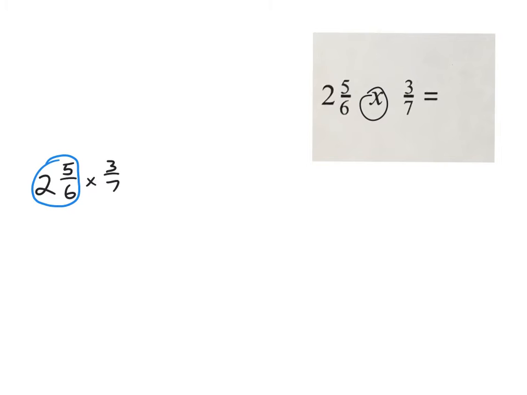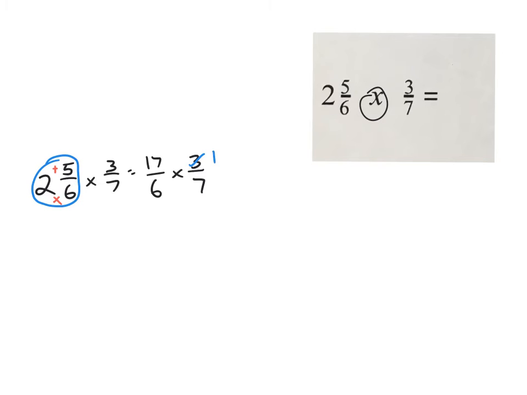So let's turn that into an improper fraction. So we say 2 times 6 is 12, plus 5 is 17/6. So I'm just going to rewrite it. 17/6 times 3/7. One trick we like to use to make the numbers smaller before we multiply is see if they have any common factors diagonally. So they do.